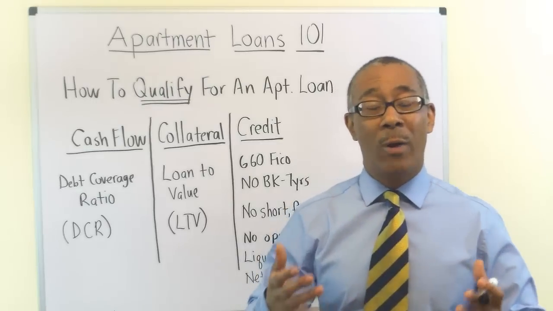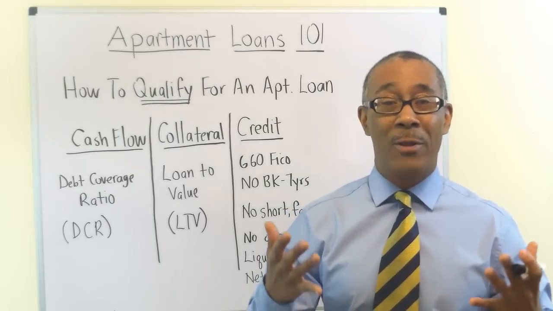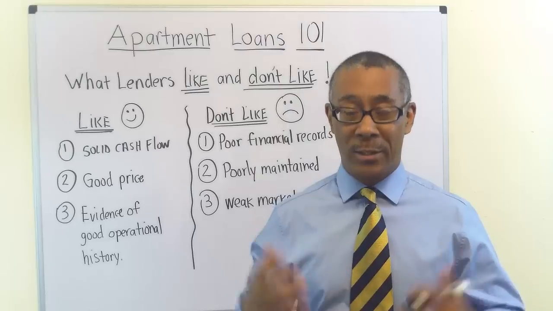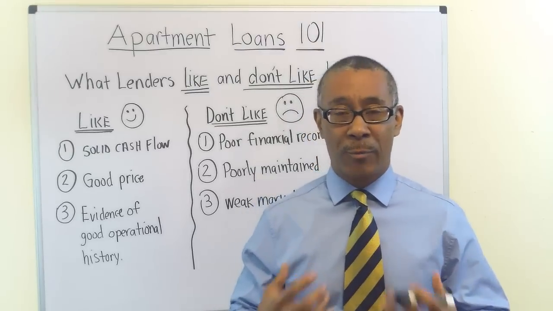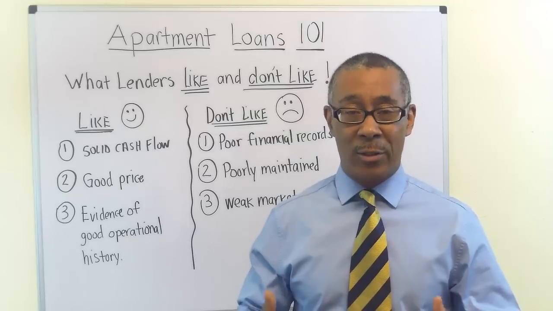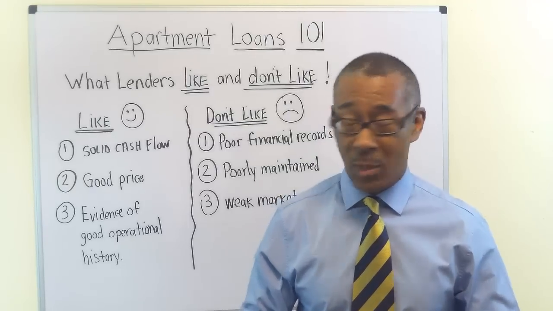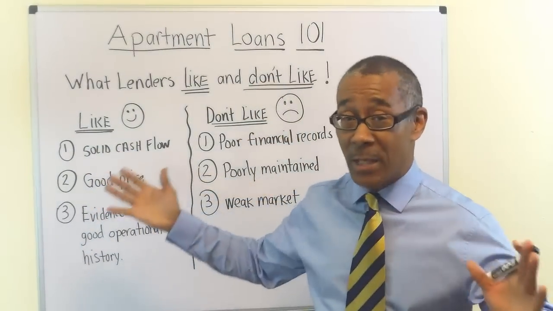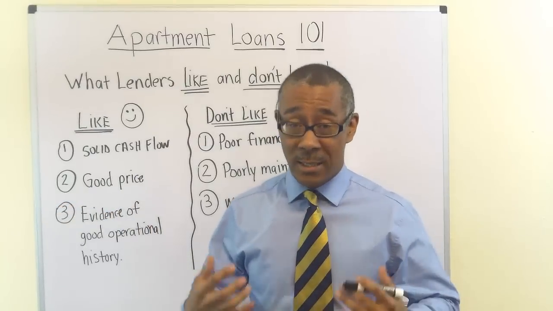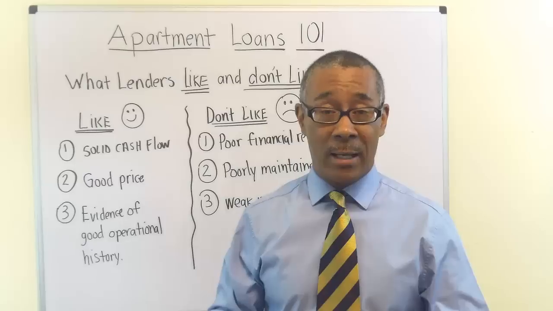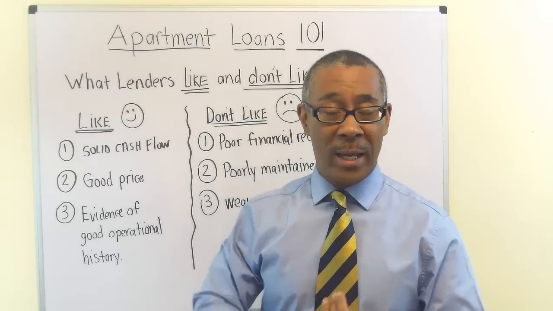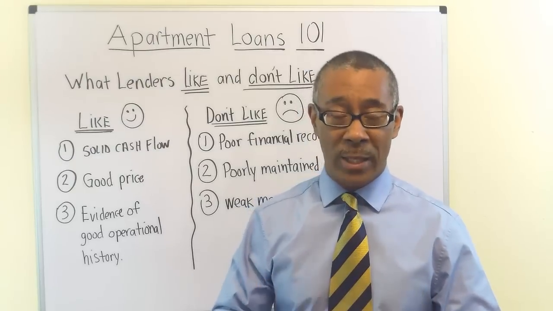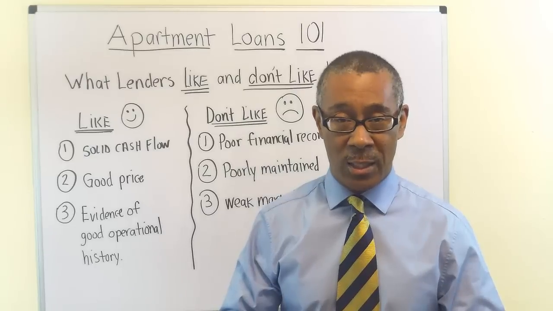I want to share with you what the banks like in apartment deals and what they don't like. Number 3, what apartment lenders like and what they don't like. There are 3 major things that lenders universally like. Number 1 is lenders like properties with solid cash flow. Cash flow is king, as you know, in any business. The same thing in the apartment business. Solid cash flow allows you to maintain the property, pay its bills, pay yourself, and it mitigates the risk that the bank has when it makes you a loan.